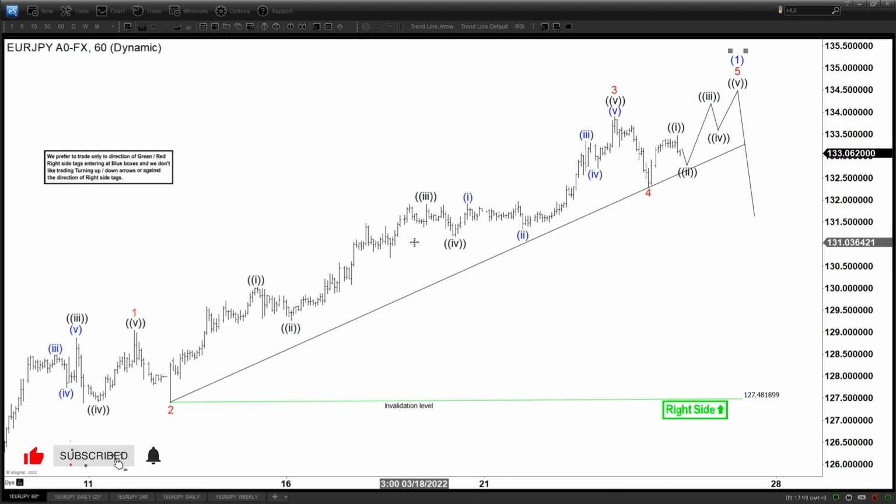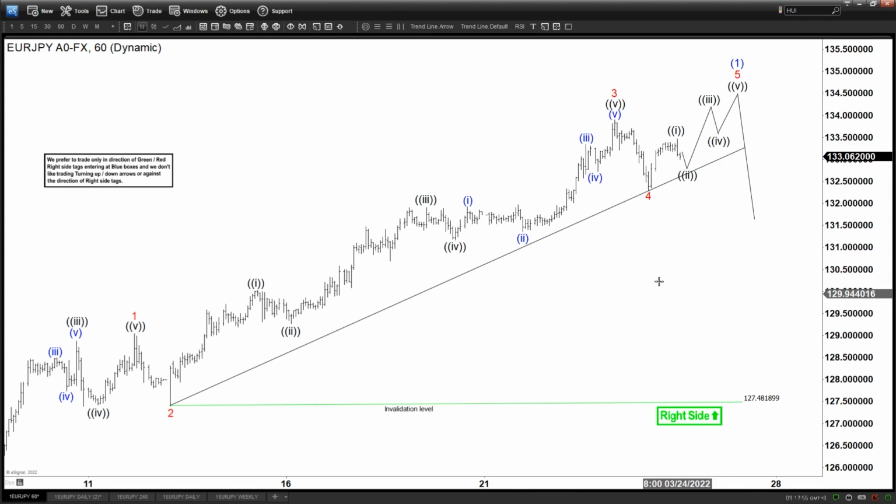We will be looking at the chart of the Euro Yen today. Now this is similar to the Australian dollar yen from, I believe, 2 days ago, right? The idea remains the same. It's kind of similar, because we are talking about the yen pairs right now. It's a 60 minutes chart here.